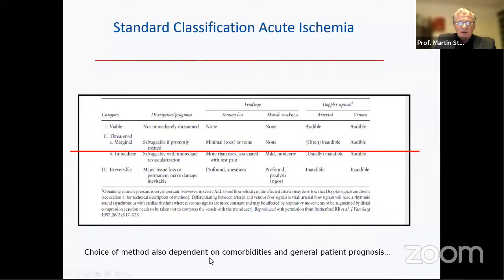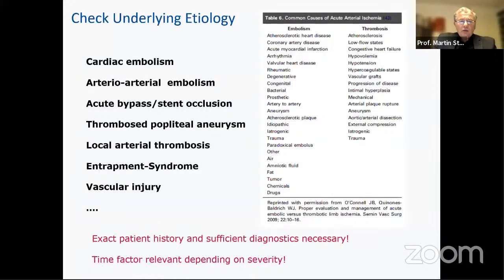And the choice of the method is also dependent on the comorbidities of the patient. I would like to show you a few examples where it's not a good idea to go endovascular in some cases, but maybe surgical treatment might be preferable. So what we have to find out, if the patient presents, is what is the underlying etiology? And in most of the cases it is cardiac embolism, of course, or arterial embolism. We have seen this, but there are also more and more cases of acute bypass and stent occlusion. That means previous vascular procedures and complications can lead to acute ischemia of the extremity. And then, of course, we have to do something.